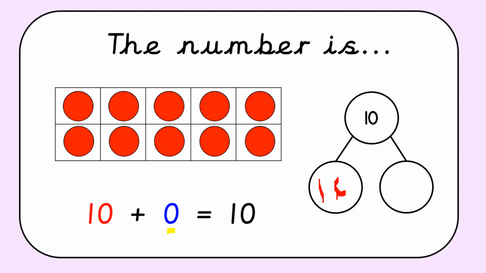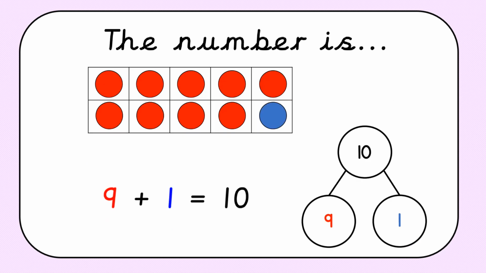10 add 0 makes 10. Let's have a look at this one now. What part is red and what part is blue? That's right, 9 are red and 1 is blue. So our number bond here is 9 add 1 makes 10.